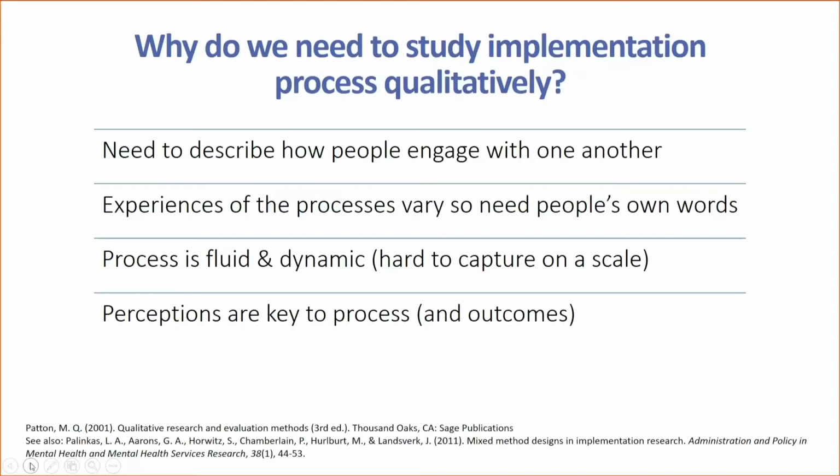We may think that things should be going a certain way, but then we talk to people and we hear that they are perceiving it differently, and that can help us know where to go. We also know that implementation processes, as other processes too, are very fluid and very dynamic, and they're constantly changing. And this can be really hard to capture on a scale. So qualitative methods are well suited to help us understand fluid and dynamic processes, and also the perceptions related to those processes and the outcomes associated with those processes.